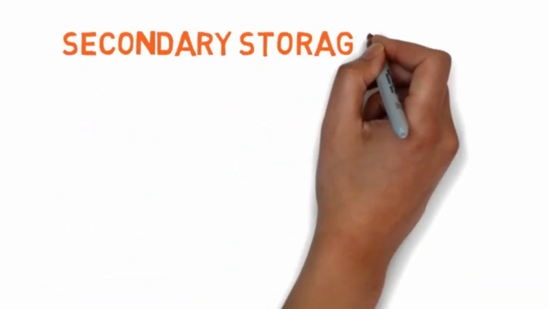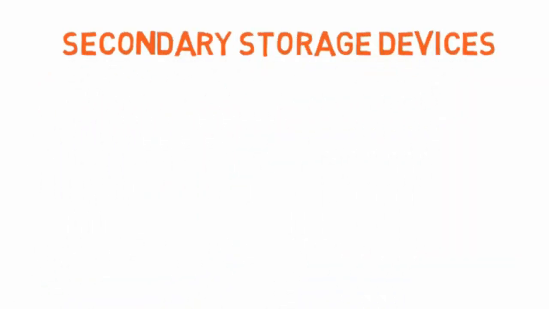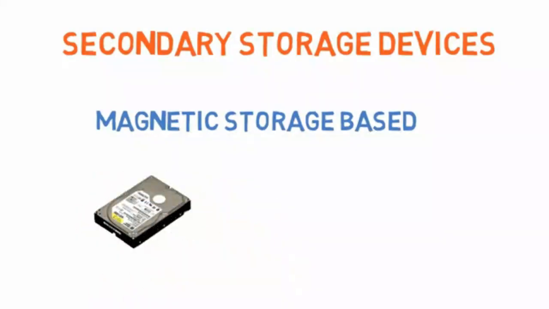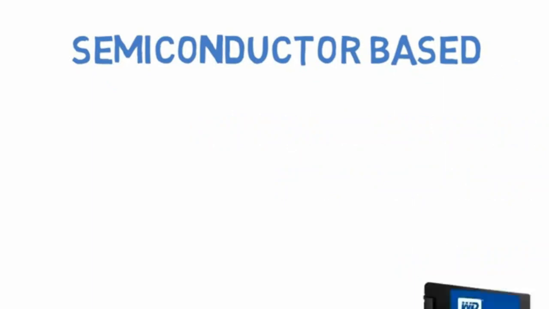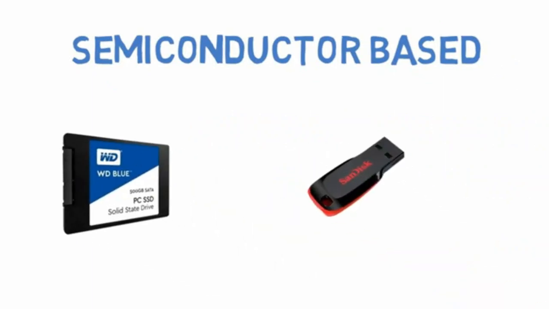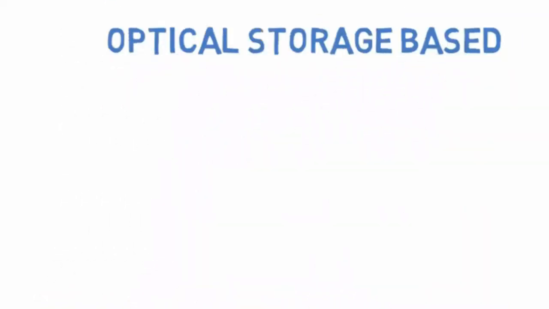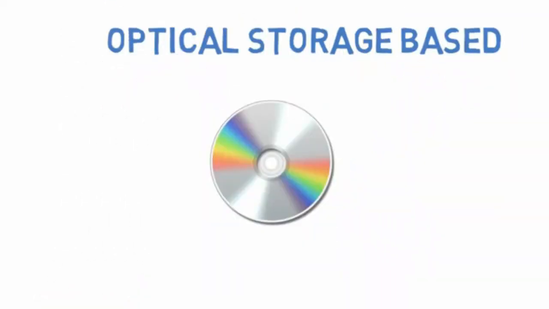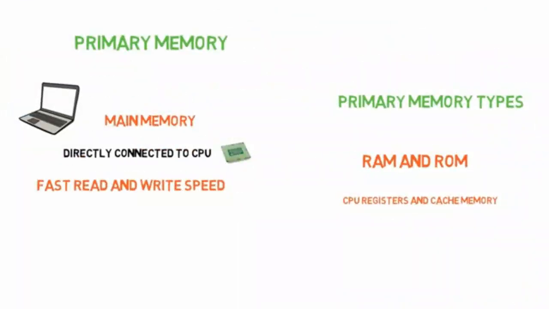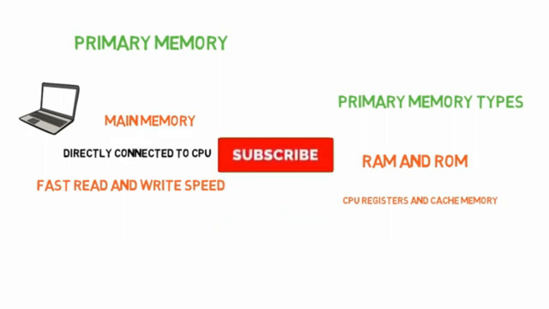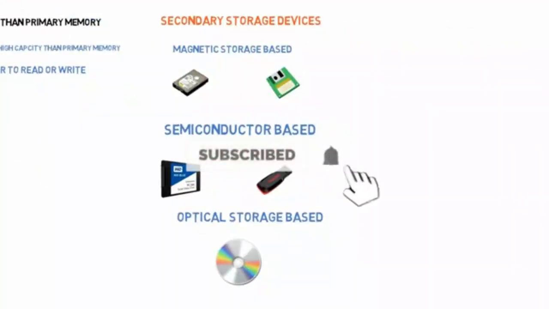There are lots of different secondary storage devices, like magnetic storage based hard disks and floppy disks, which have a magnetic rotating disk, semiconductor based SSDs and flash drives, which don't have any moving parts like hard drives, and optical storage based CDs and DVDs, which use a beam of light to read or write data. Now you've got a general idea of primary storage and secondary storage and how they are different from each other. Let's get a little bit deeper to understand it better.